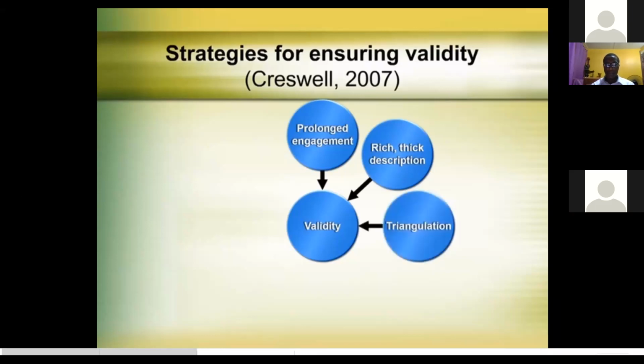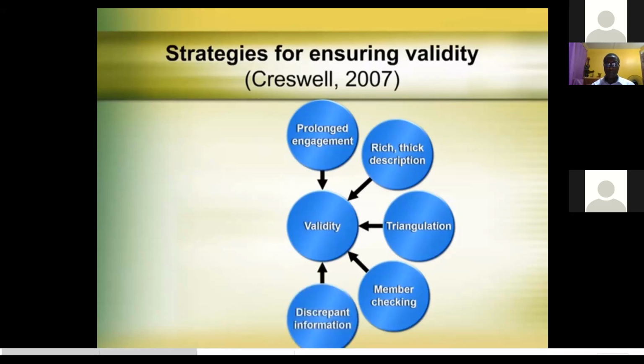Triangulation refers to using multiple data sources in order to build up a complete picture of a phenomenon. Member checking allows the researcher to present the study's findings or conclusions to the original participants so they can comment on whether they believe their perspectives are accurately portrayed. Presenting negative or discrepant information acknowledges observations or findings that run contrary to the study's key themes. Clarifying one's biases as a researcher similarly acknowledges those preconceptions or biases that will inevitably color the study's conclusions.